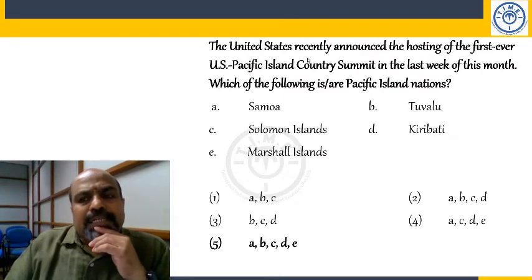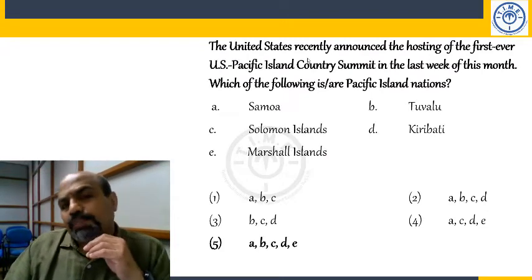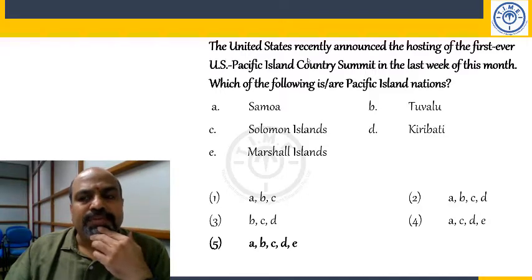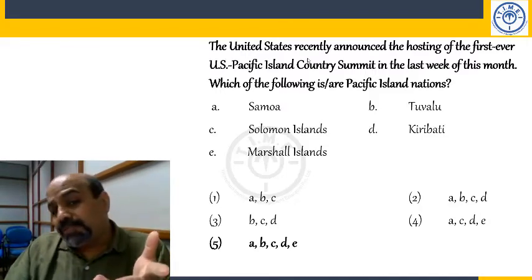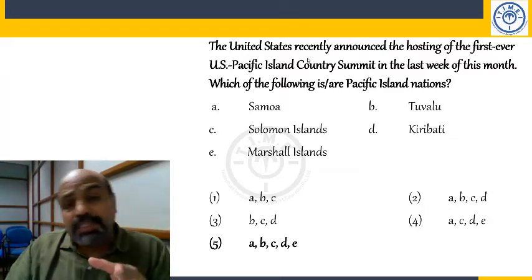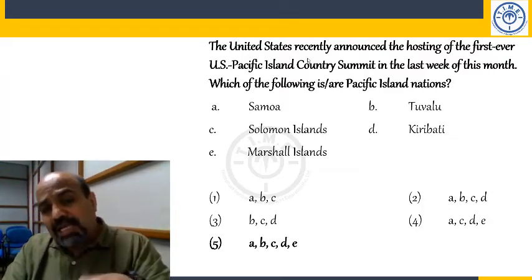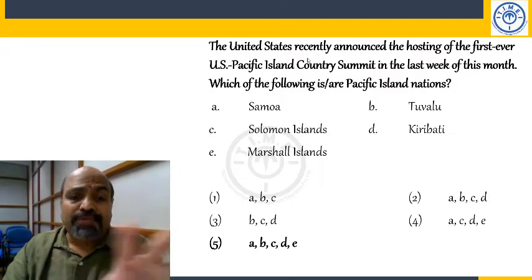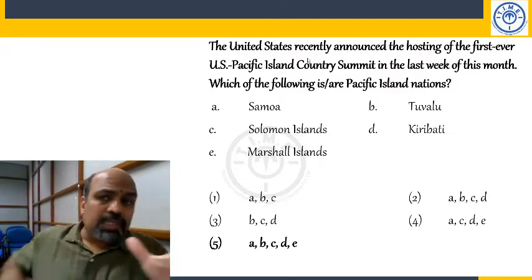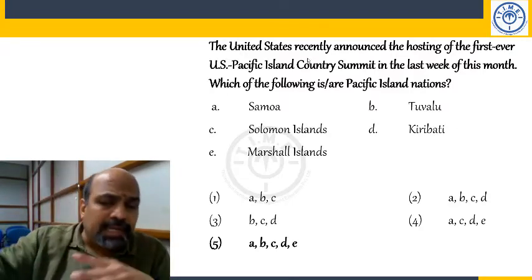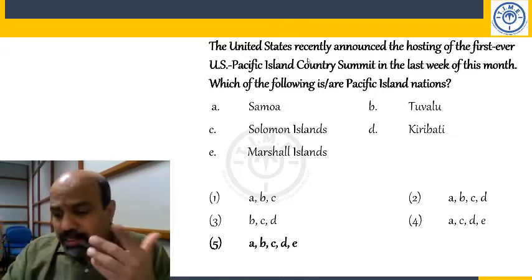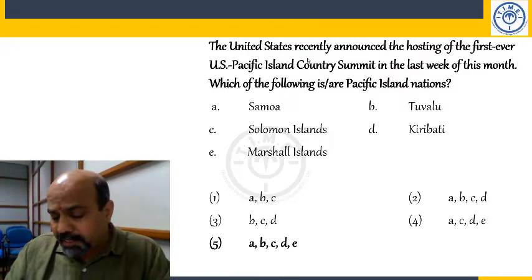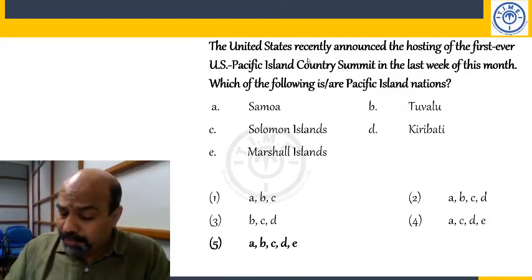The United States recently announced the hosting of the first ever US Pacific Island Countries Summit in the last week of this month. Which of the following are Pacific Islands? All of them are Pacific Islands. See, in the later part of this class, there is a full map of the Oceania region. Oceania is Australia, New Zealand, and all those tiny islands. So I'm going to introduce you to those countries a little later. Some of these countries I can write here. Somehow you could write the capitals of these places.